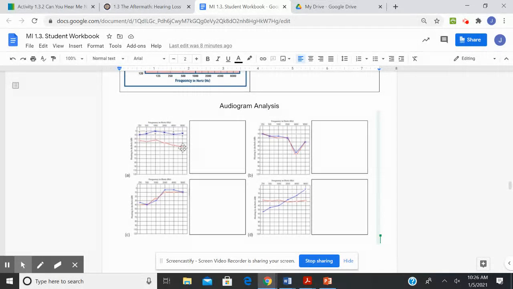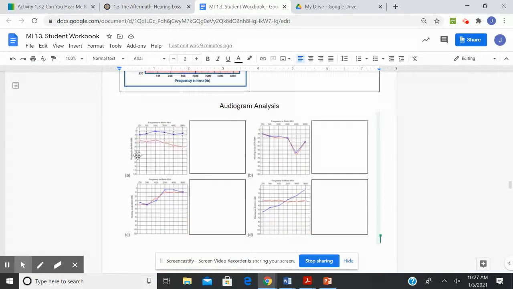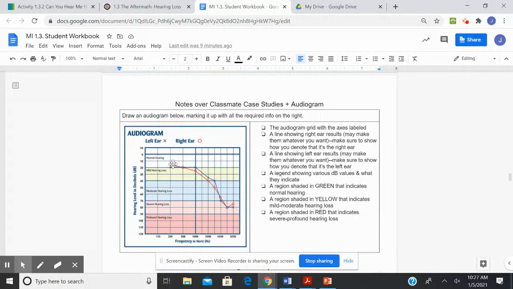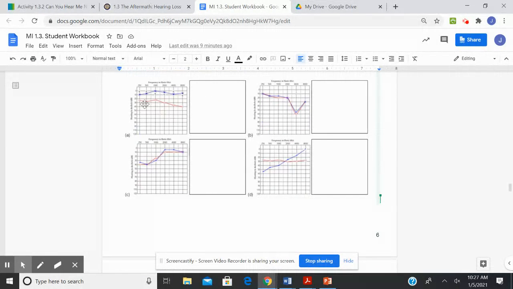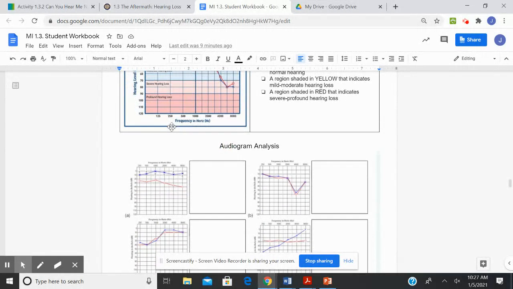So I won't tell you the patient number here, but if you look at this one, for instance, they have normal hearing in their left ear. If you look at the blue, that's normal hearing in their left ear. And in their right ear, you can see the right ear is the red. In their right ear, they would have mild hearing loss, right? Because it's in that 20 to 40 range.